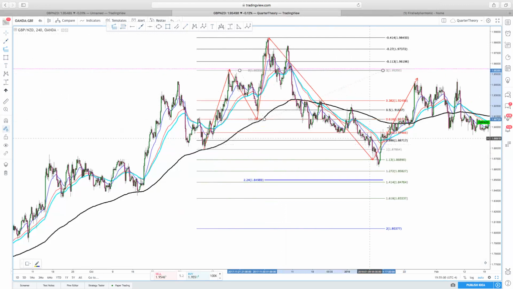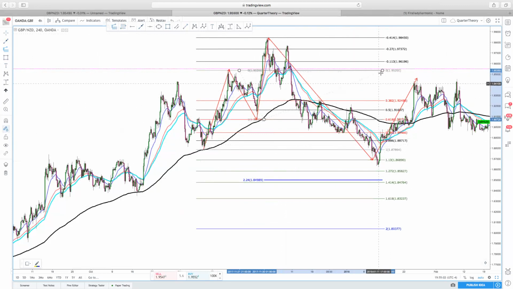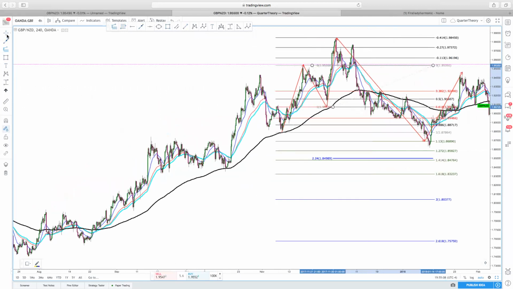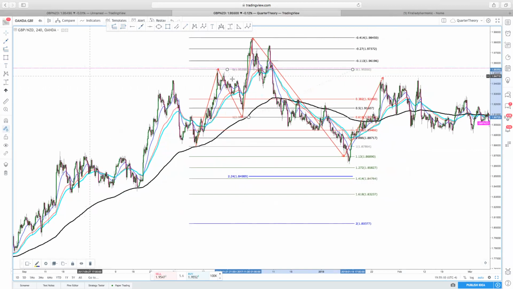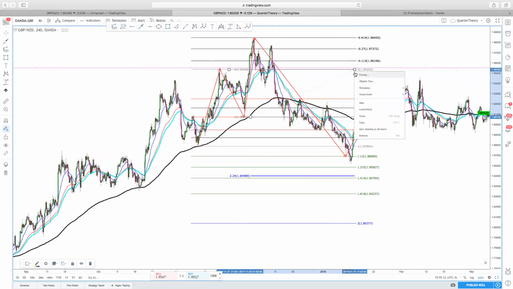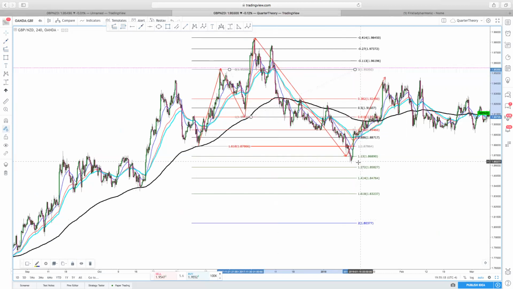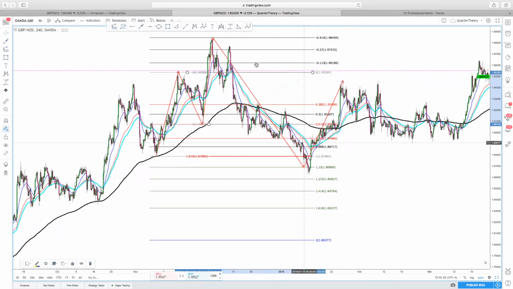to the 224. Okay, so 224 is quite far from my 113, so we can have a 1618 or 224, right? And the 1618 back. Okay, take that off. So my 1618 and my 113 zone is all within the PRZ zone, and that's exactly what price did.